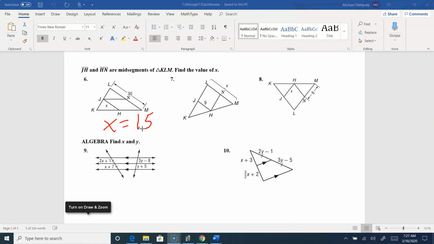All right, and the next one, JH is 9. JH is a mid-segment, so it's connecting the midpoints. It's parallel. So 9 has to be half of x. So x here would be 18. Okay, and in the last one, they get a little fancy for us, but remember we had JH and HN are mid-segments. So if HN is also a mid-segment, then that means it's hitting a midpoint. So this other piece has to be 8. We've got 8 and 8. So the whole segment here is 16. X is also a mid-segment itself, so x has to be half of that 16. X is also 8 in that case.